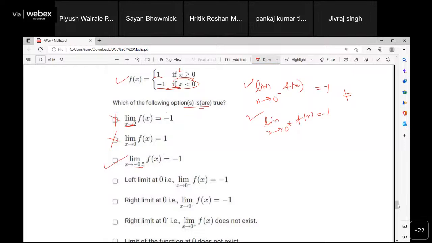Yes, sir, it is also true. So the left limit is correct. Right limit should be +1, right? Yes, sir, it should be +1. This is not correct.